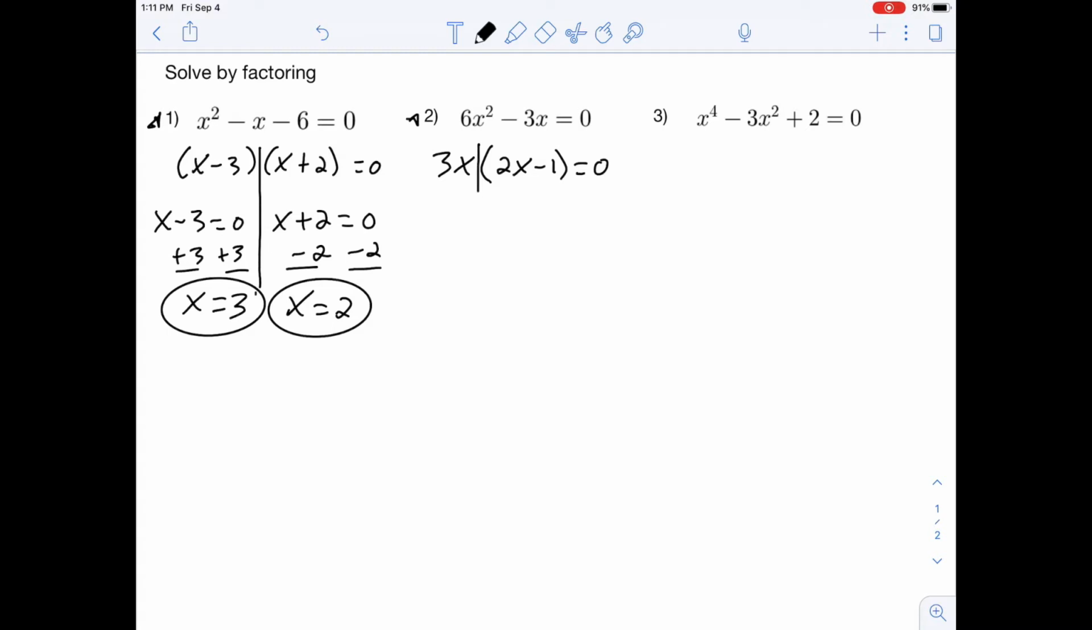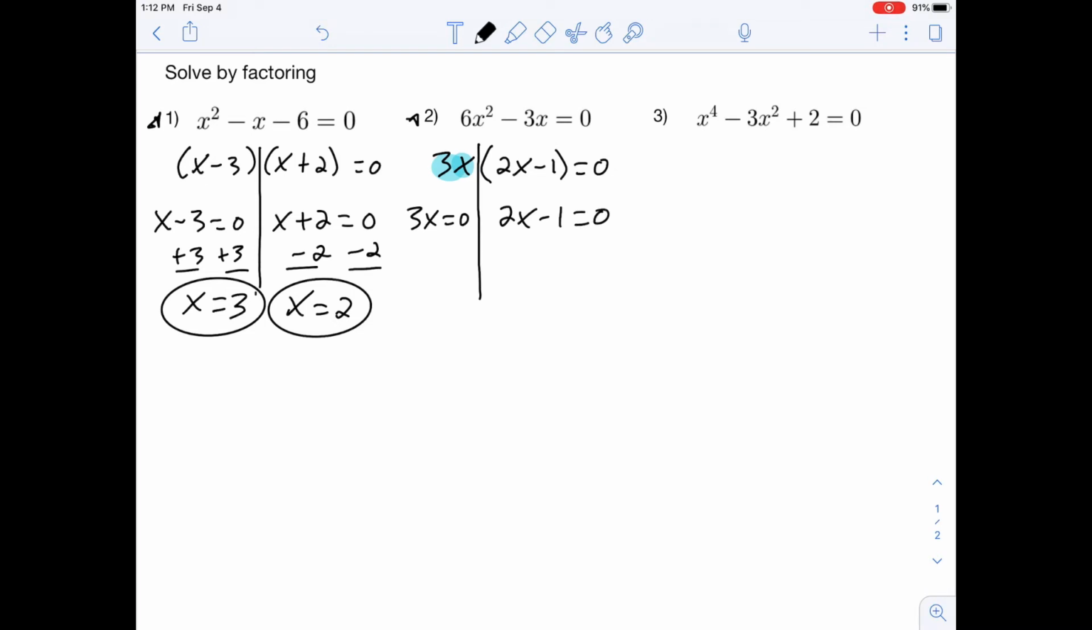Now I'm going to set the 3x equal to 0 and solve it because it has a variable in it. If this common factor right here was only a number, then I wouldn't need to set it equal to 0 and solve for it. It's not going to give me another solution. But because it has a variable, I also have to set that equal to 0 and solve. So I get 3x is equal to 0, and then 2x minus 1 is equal to 0.